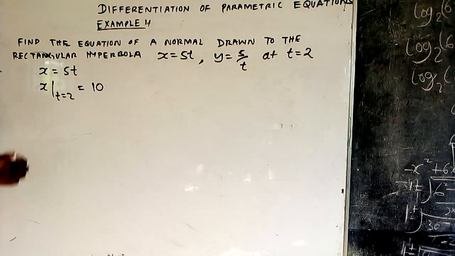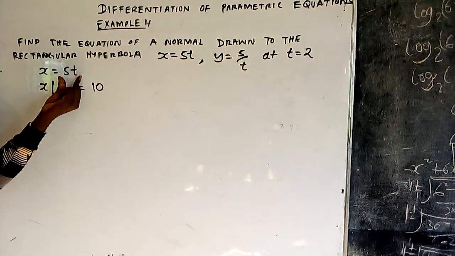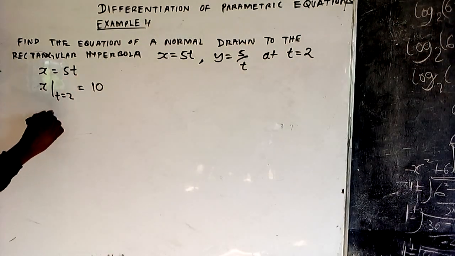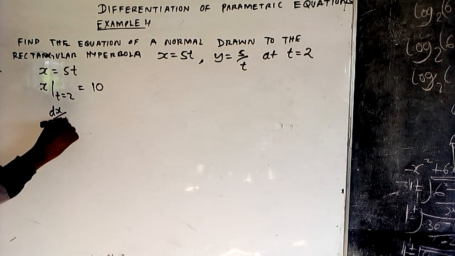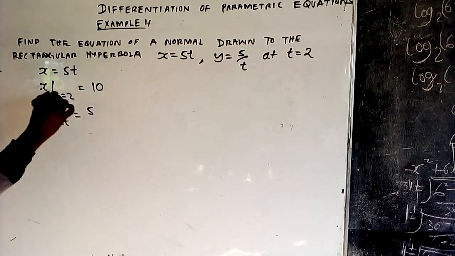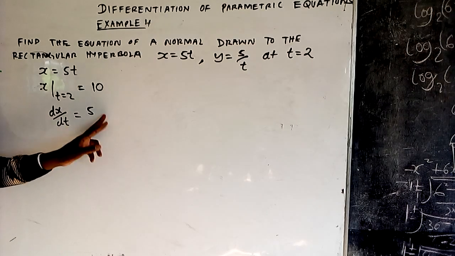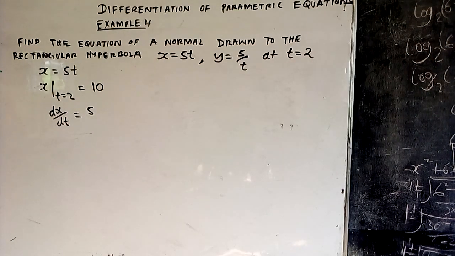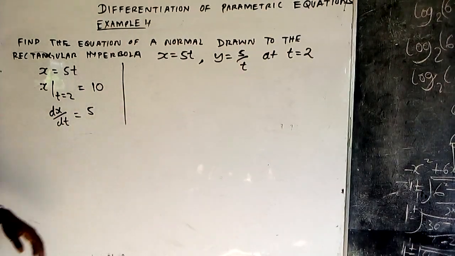Then the next thing, x is a function of t, meaning we can differentiate x with respect to t. So if you differentiate x with respect to t, you get dx over dt. If you differentiate 5t, you remain with 5. Then dt over dt is silent, isn't it? You are done with x. Are we together? We go to y, the parametric equation.